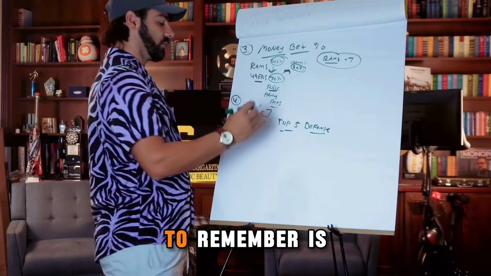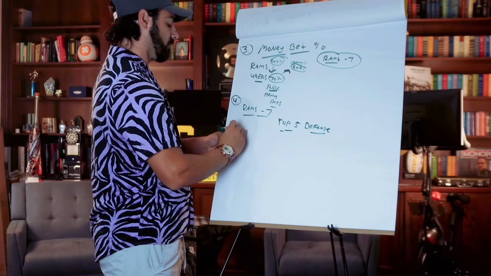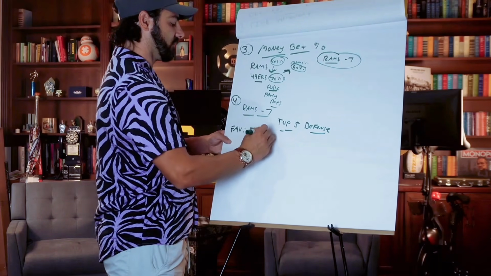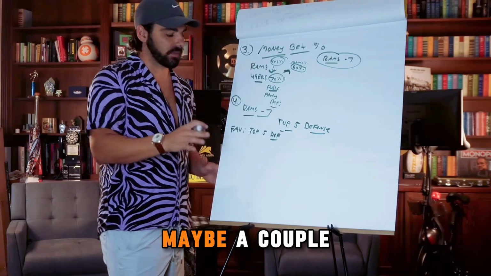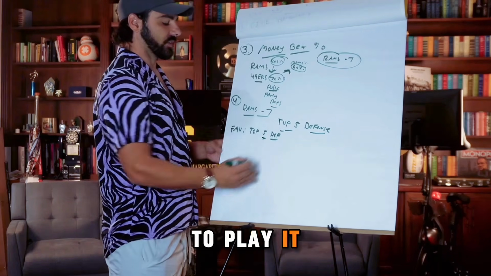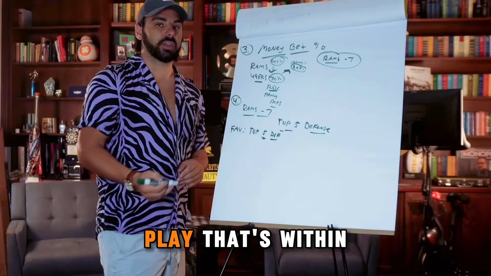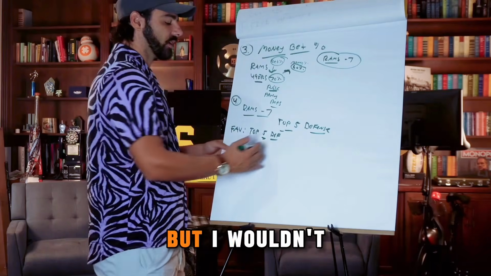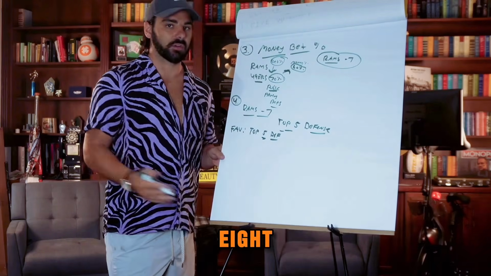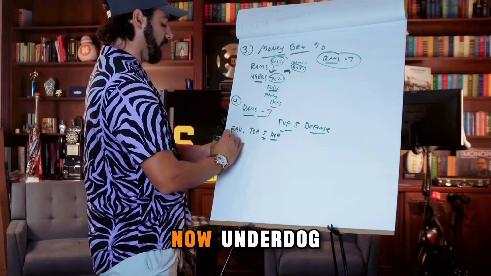So key things that you need to remember is if you're betting on a favorite, they need to have a top 5 defense. Now, you could stretch it to like top 7. All right, you could stretch it maybe a couple more there. I always like to play it safe. Like if you don't find a play that's within top 5 defense, you could stretch it a little bit, maybe to make something work. But I wouldn't go further than like 7 or 8. All right, I wouldn't venture further than that. Now, underdog.